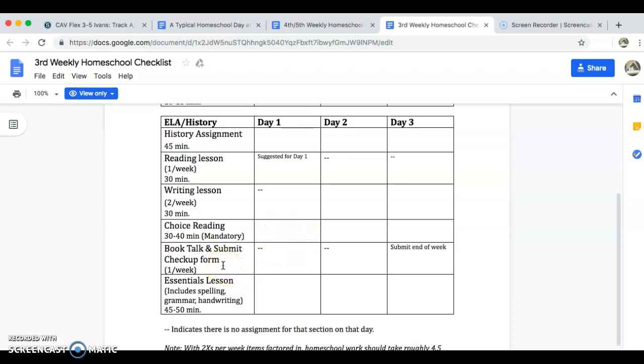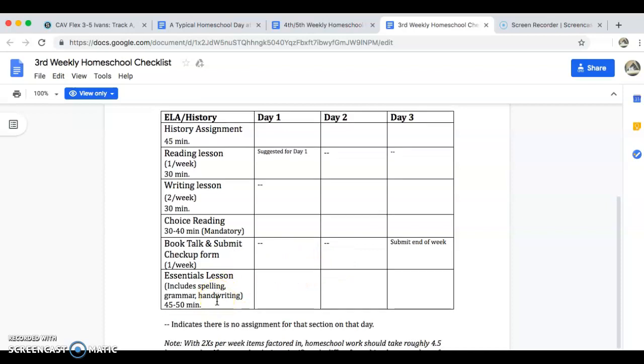And then your book talk and submitting your checkup form only happens once a week, and that is submitted at the end of the week. So I suggest that your book talk happens that same day, but it's up to you. You can do the book talk as long as it's done sometime during the week. You can switch that around if you'd like. But again, you see that there's these dashes because it's not happening those days.